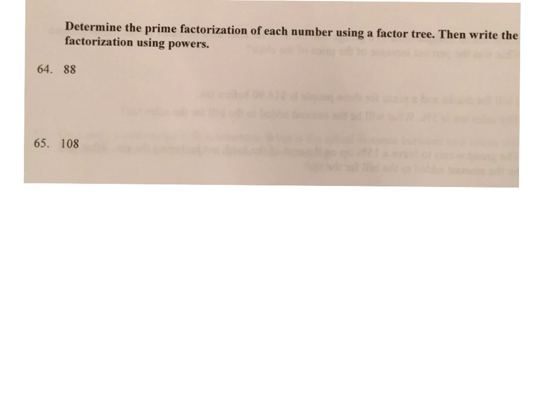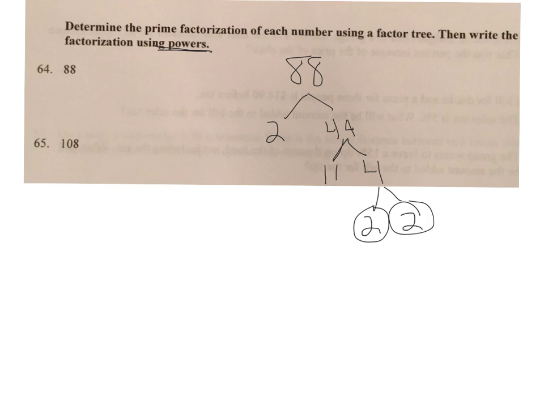And now we have to determine the prime factorization of each number using a factor tree, then write the factorization using powers. Please use those powers. Okay, so we're going to start with 88. Remember, you may work this out differently, but your prime factorization should still be the same, even if you don't use the same numbers I do. So I'm going to start with 2 and 44. Then I'm going to break this down into 11 and 4, and then break down the 4 into 2 and 2. So if I notice this, I have 1, 2, 3 2s, so that's 2 to the 3rd power times 11.